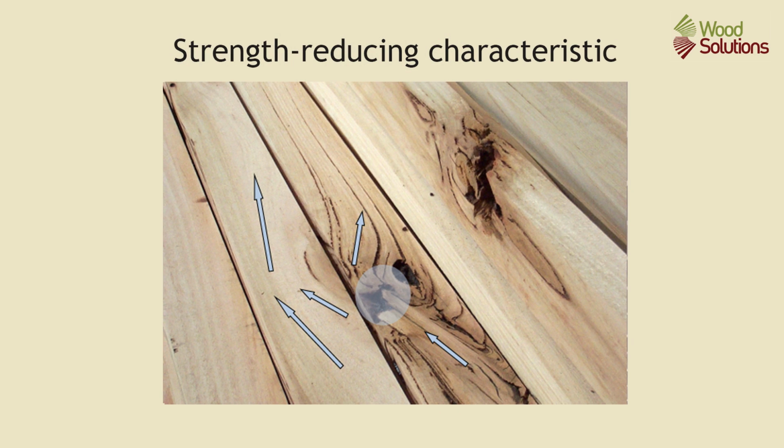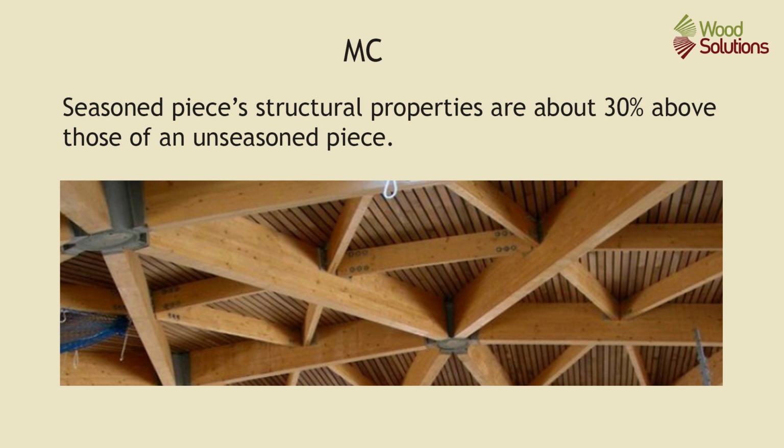Strength reducing characteristics of the individual piece, such as knots and sloping grain, then influence its final strength and stiffness. So individual pieces of timber will be graded or sorted into groups that have similar levels of strength reducing characteristics. Finally, timber's moisture content is important. The structural properties of a seasoned piece of timber are about 30% above those of an unseasoned piece.